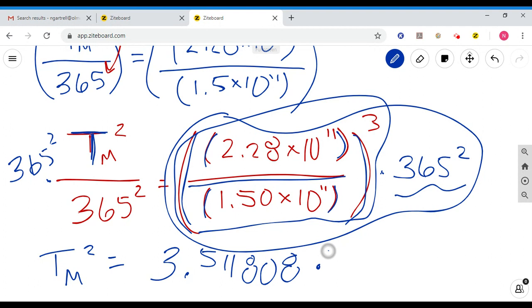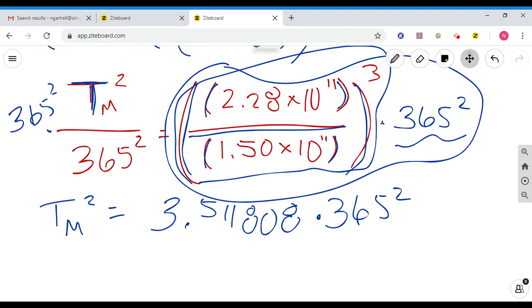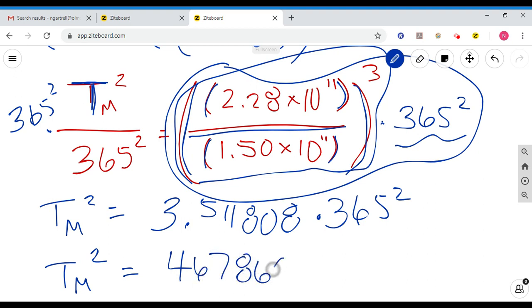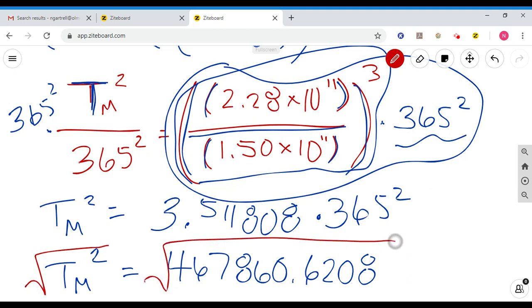Times, don't forget about this guy, 365 squared. So go ahead and do that. Plug that in. It's a square. So take it times 365 squared. All right, so now I get a pretty large number. I get 467,860.6208. And remember that this is squared, so I have to take the square root.